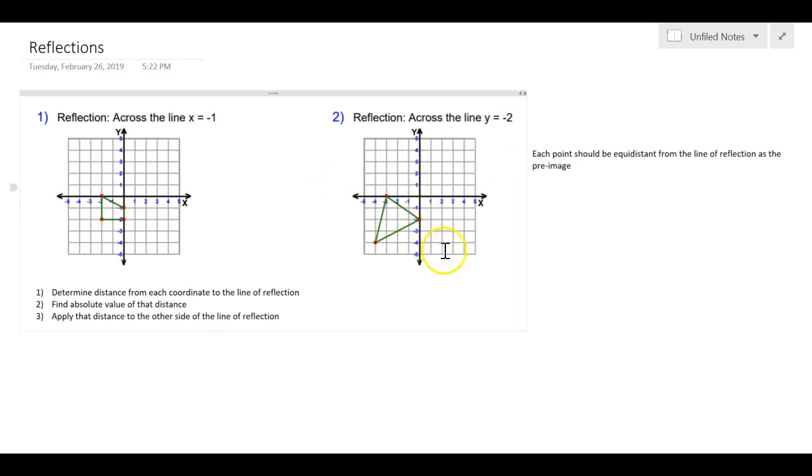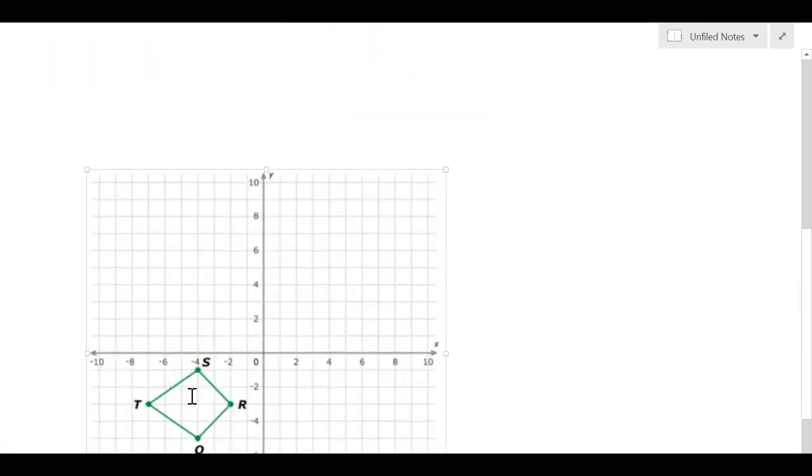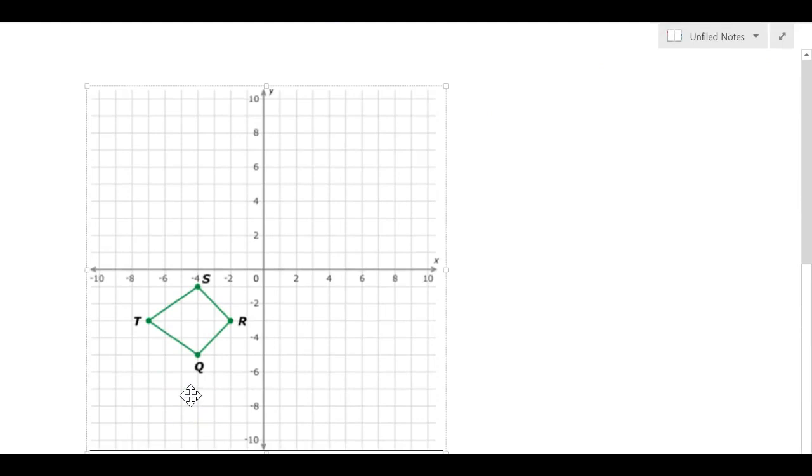So to start off, we are going to look at a couple images that I'm going to pull up really quickly, and then we're going to jump into these two, which are a little tougher just because of where the line of reflection is. So what we're going to be looking at is our kite here. We're going to call it kite QRST. And I'm going to show you a couple different reflections so you can get an idea of what I mean by this. We're going to start by, in red, we're going to reflect across the x-axis.